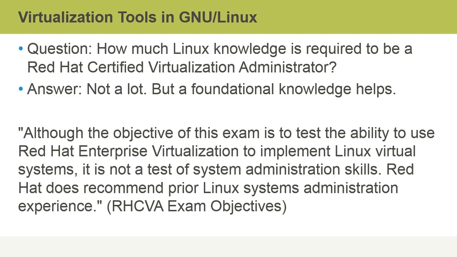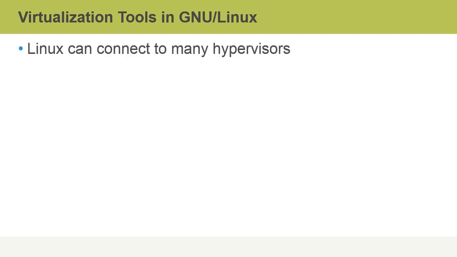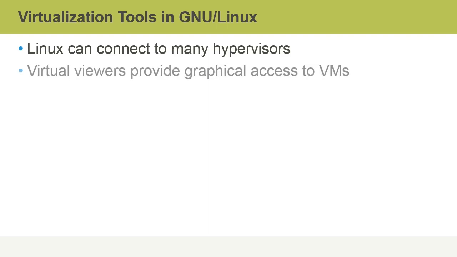KVM is what is powering Red Hat Enterprise Virtualization. So we're going to take a closer look at the utilities that Linux provides for us to manage virtualization on a Linux system. Linux is able to connect to almost any hypervisor. There are tools within Linux that allow you to connect to VirtualBox, Xen, VMware, and other hypervisors. The built-in tools on Linux are going to also provide virtual viewers, which will allow you to graphically access your virtual machines. If you're running without graphics, it'll give you a console.